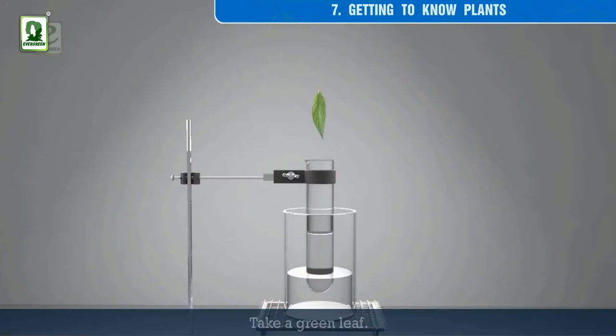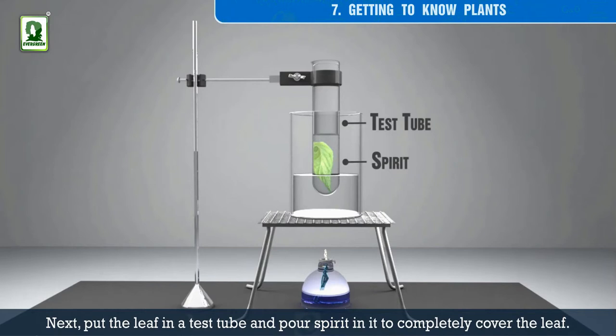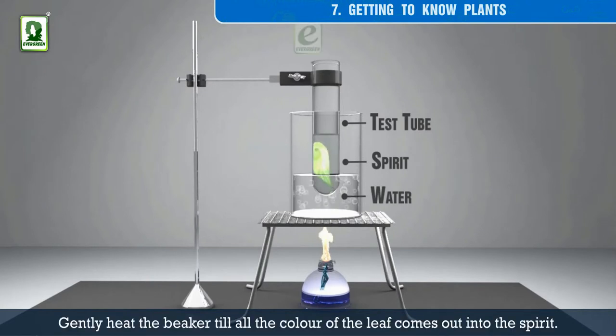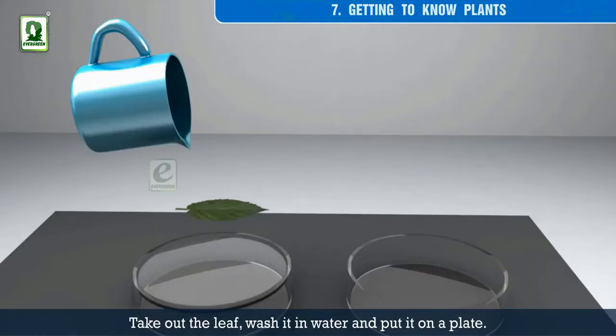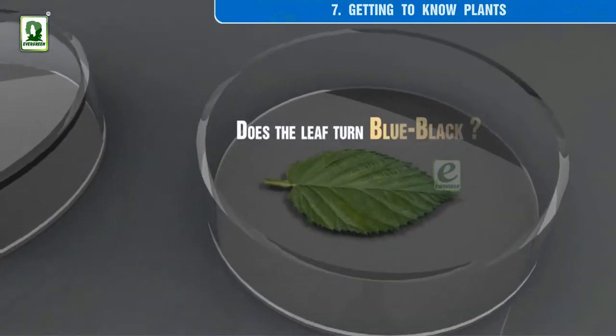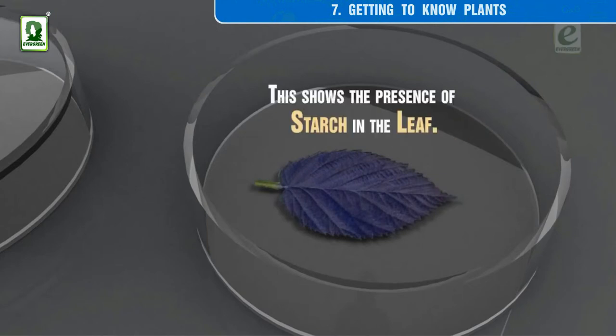Take a green leaf. Next, put the leaf in a test tube and pour spirit in it to completely cover the leaf. Make the test tube stand in a beaker containing water. Gently heat the beaker till all the color of the leaf comes out into the spirit. Take out the leaf, wash it in water and put it on a plate. Pour some iodine solution on it. Does the leaf turn blue-black? This shows the presence of starch in the leaf.